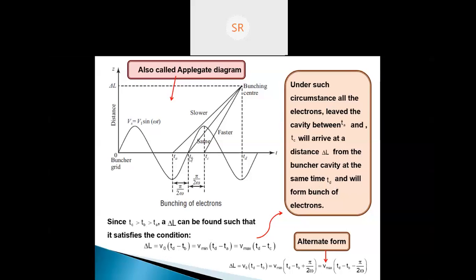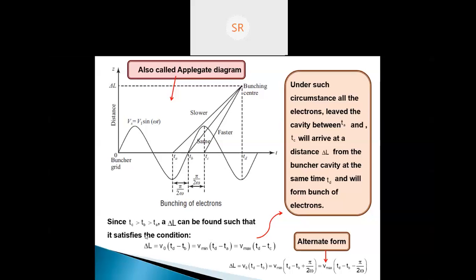Whatever the timings we say, Ta, Tb, Tc, we say Td. Td means the time where the bunching takes place. Tb is where the cavity started, about a transition of the field, and Tc is where we have a positive cycle of this field. So Ta, Tb, Tc are the timing durations, and Td means the time it takes to form the bunches.